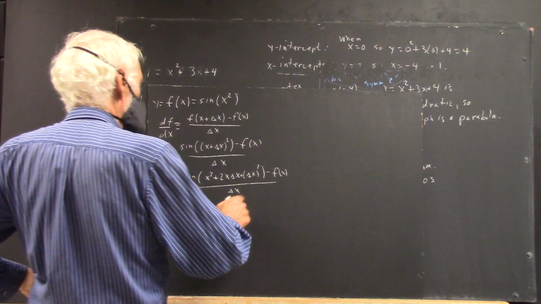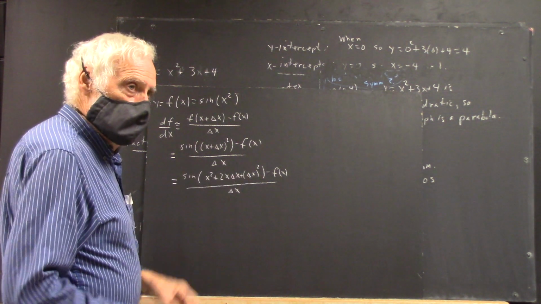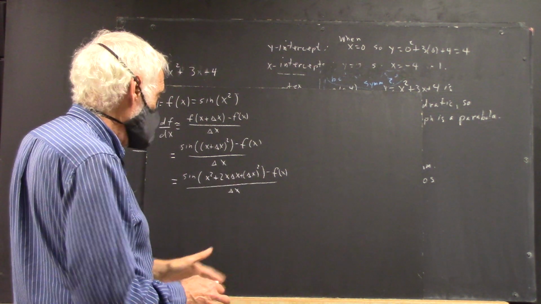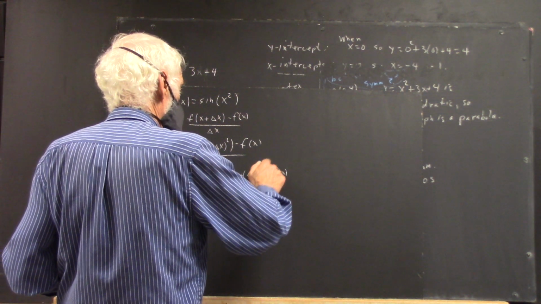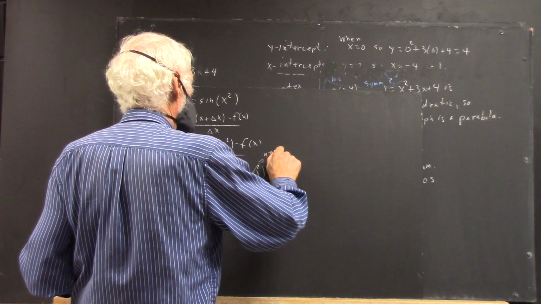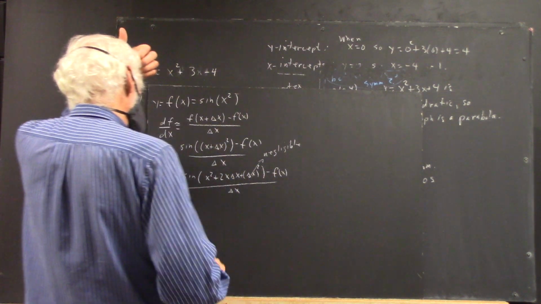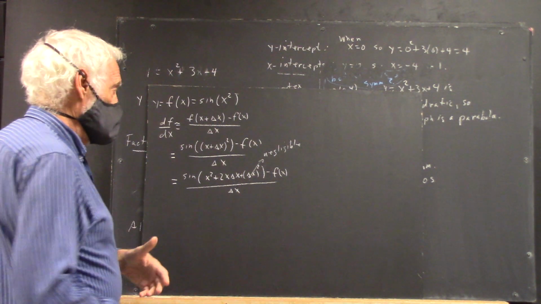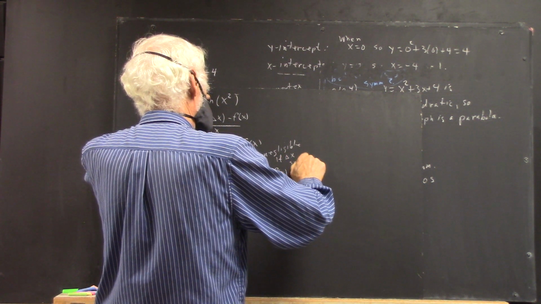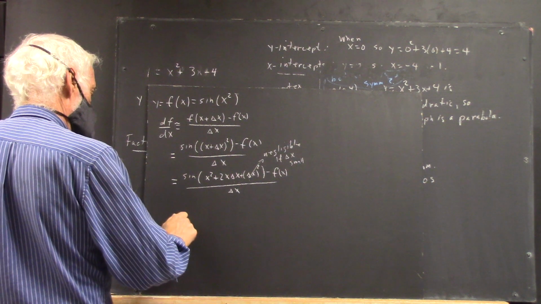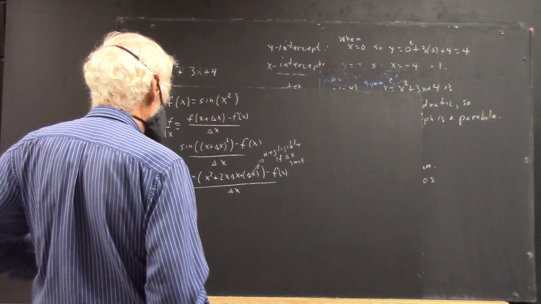Okay, well, if delta x is small, then delta x squared is as much smaller than delta x as delta x is smaller than 1, let's say. In other words, if delta x is small enough, delta x squared is negligible. And that's for small delta x. Okay. So now what we have is a sine of x squared plus 2x delta x.